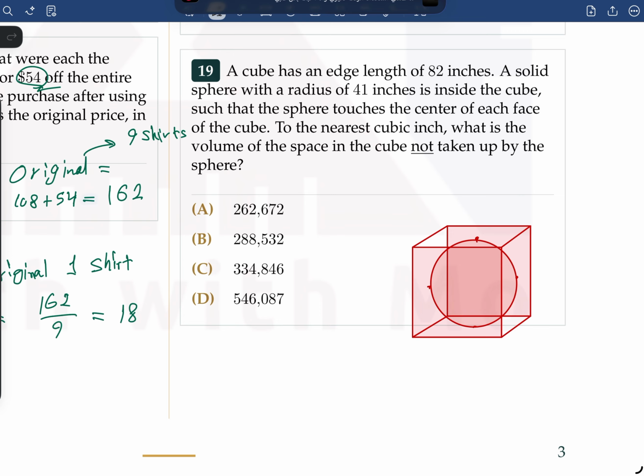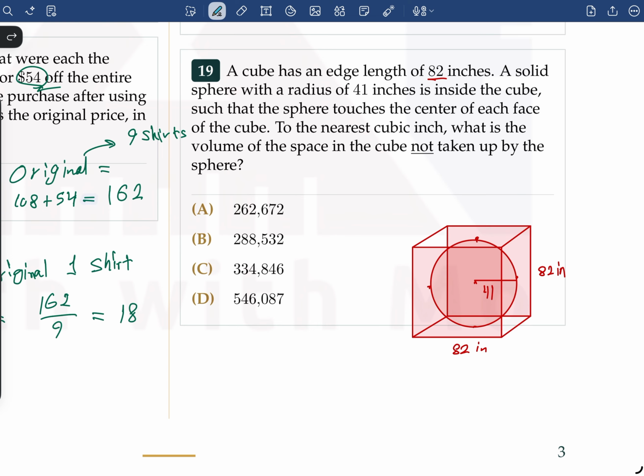Now we have this information. The cube has an edge length of 82, so all of this is equal to 82. The side length here is 82, and all the sides have the same length, inch. This also is 82 inch, and so on. And the solid sphere has a radius of 41. Of course, this is 41 because the center is here. The distance between the center and the end of this sphere is called the radius, and the radius is 41, of course, because it's half of this 82.